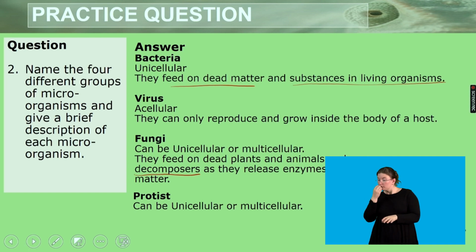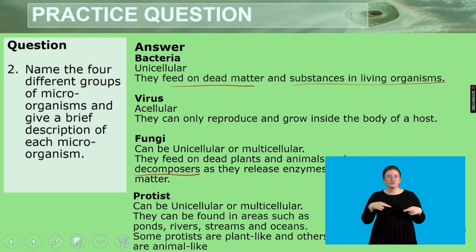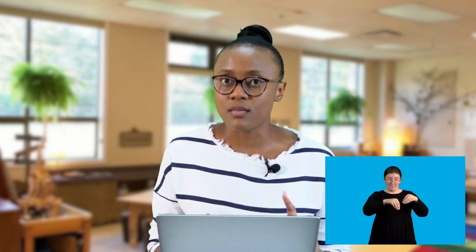And then lastly, our 4th group of microorganisms includes protists. These can either be unicellular or multicellular, just like fungi. And they can be found in areas such as ponds, rivers, streams, and oceans. We should also know that by now we have plant-like protists and animal-like protists. The plant-like protists are able to photosynthesize because they contain chlorophyll. And then we have animal-like protists.